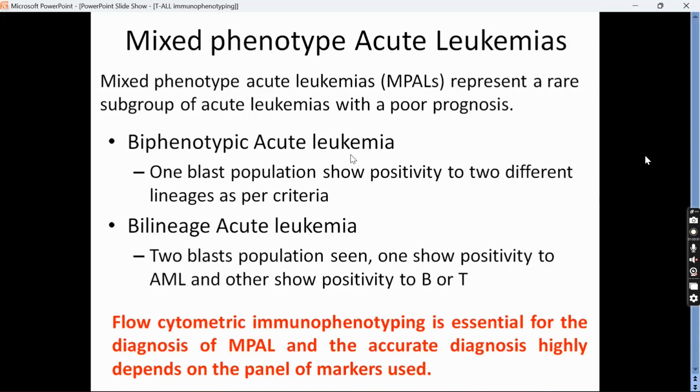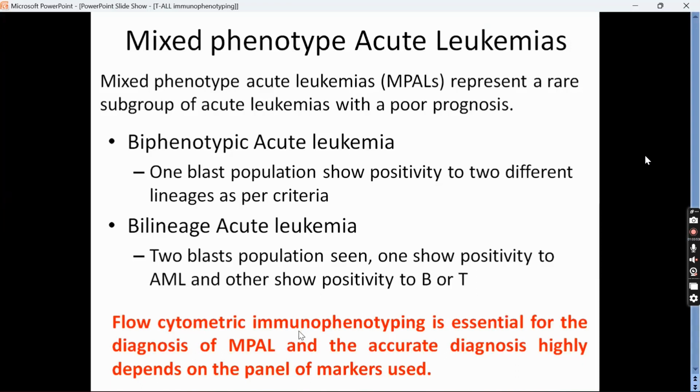What is bilineage acute leukemia? You have two subsets of blast, two blast clusters. One shows differentiation towards myeloid, the other towards B or T. So one cluster, two lineages: biphenotypic. Two clusters, two lineages: bilineage acute leukemia.